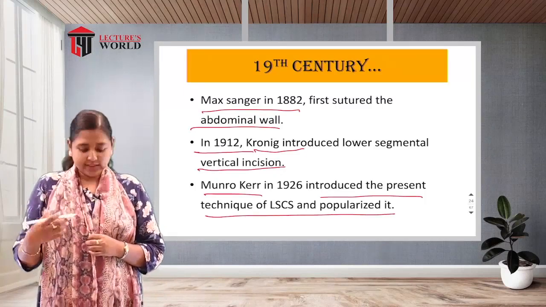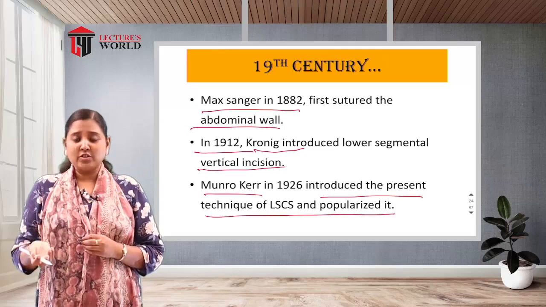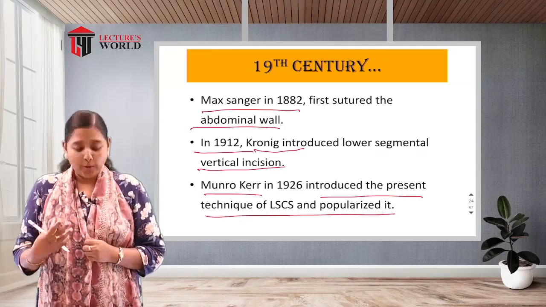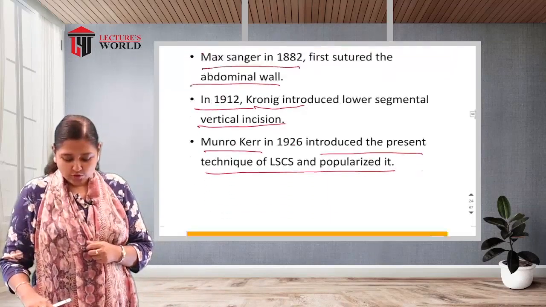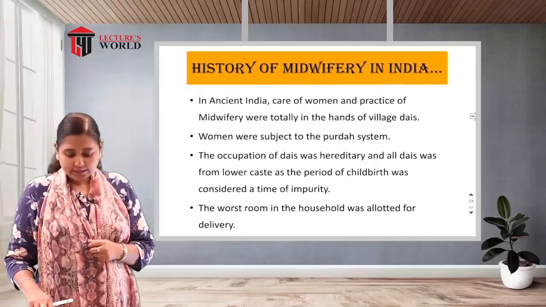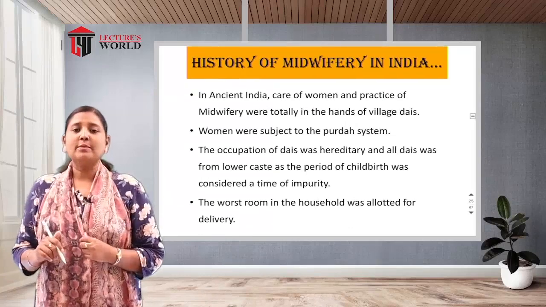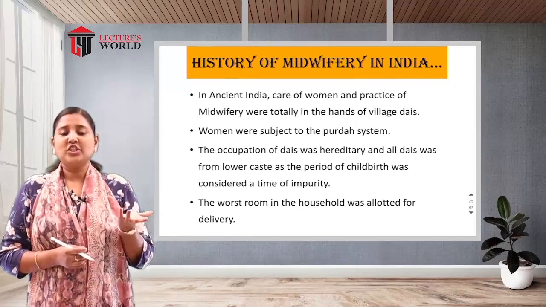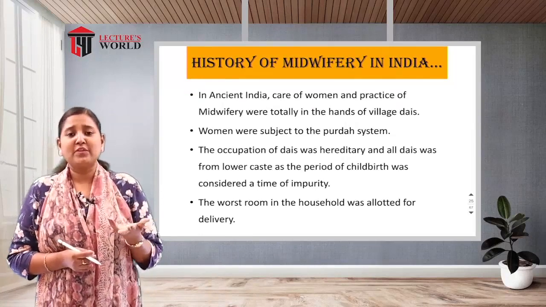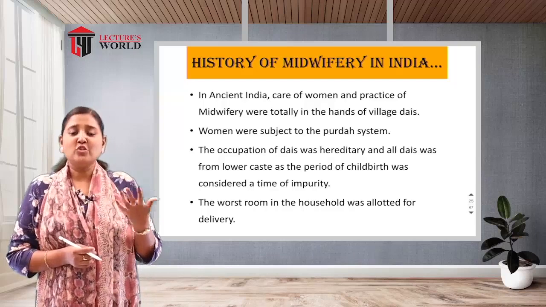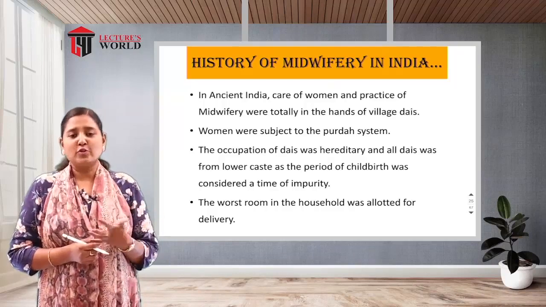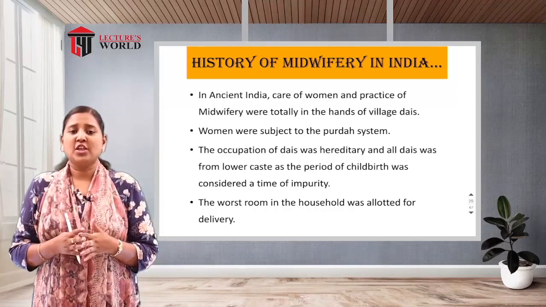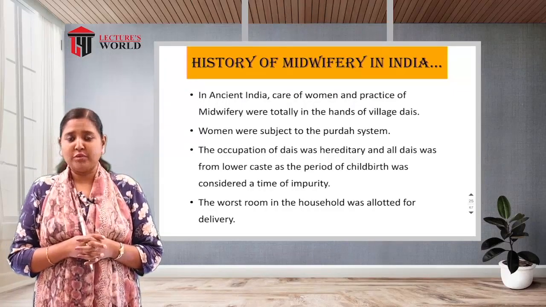So before that, Krönig introduced this lower segment vertical incision, but it was popularized by Munro Kerr, that is the lower segment cesarean section, in the year 1926. So this is all about the world history, how the history has come from the ancient period. Like I said, midwifery started from the emergence and evolution of the human species. From then till 1926, there were enormous changes in the history of midwifery.